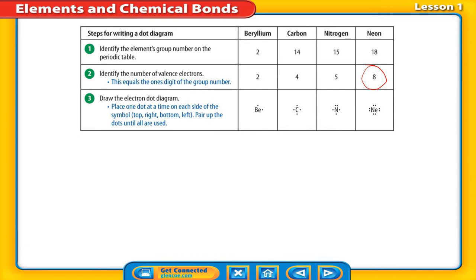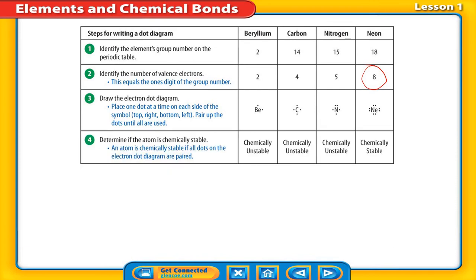Step 4. Determine if the atom is chemically stable. Now, how can I determine if the atom is stable? It is stable if all the dots on the electron dot diagram are paired. Now look at beryllium. It doesn't have any paired electrons. So it has only those loose electrons. So it's not stable. It's called chemically unstable.